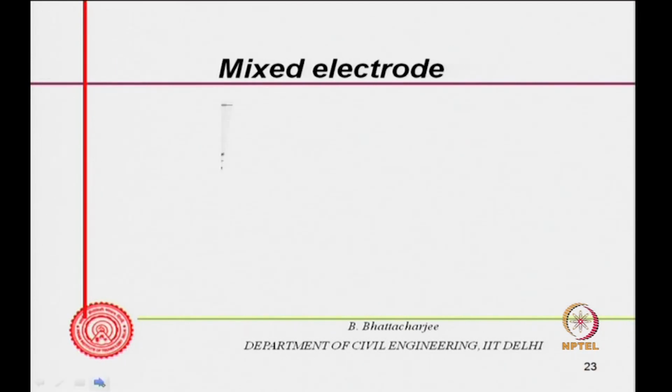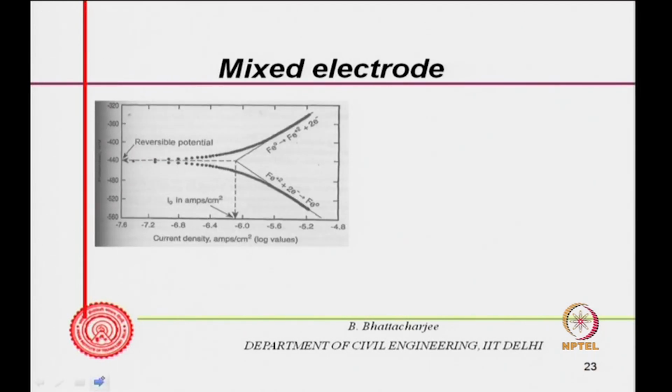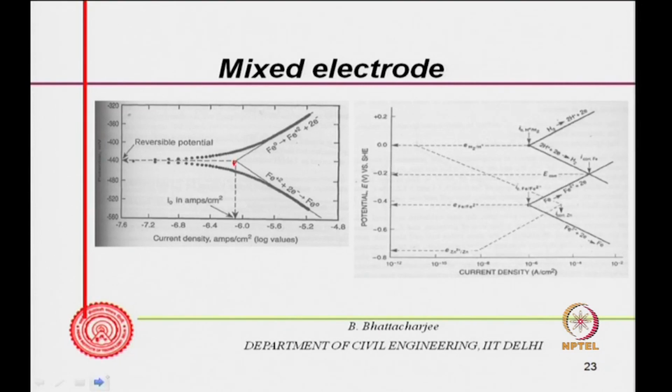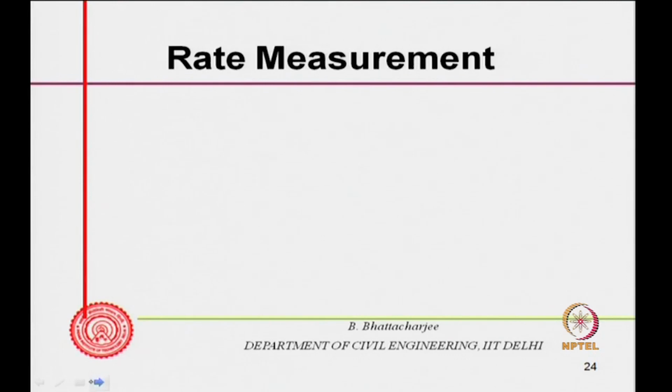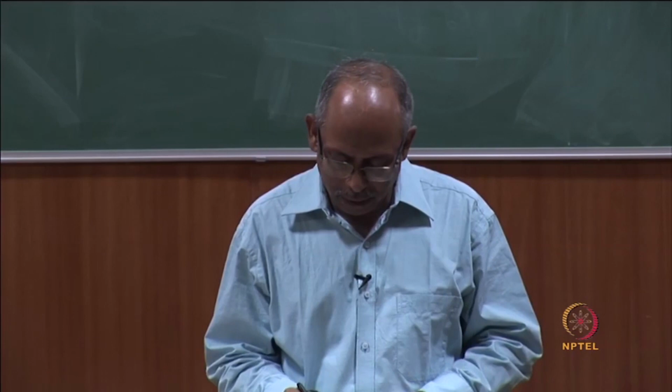But in a real electrode, both anodic and cathodic reactions go on simultaneously, and the actual potential will depend upon those. In a real corrosion cell, you have an anode and a cathode, where both anodic and cathodic reactions are going on simultaneously, but depending upon where it is polarized, it will act like a cathode or like an anode, and the mixed electrode situation is what is modeled for the actual corrosion process.